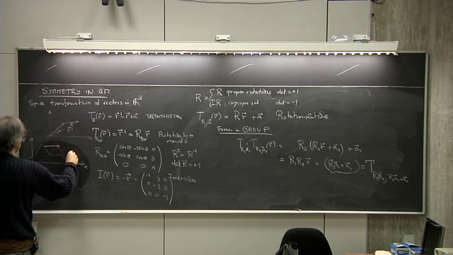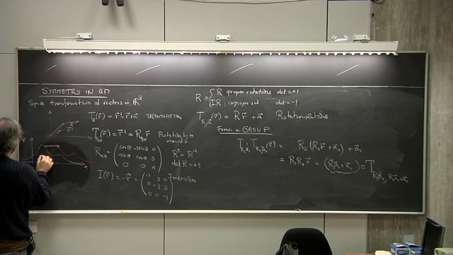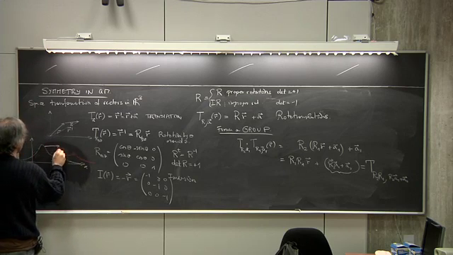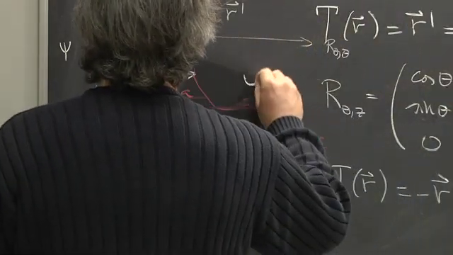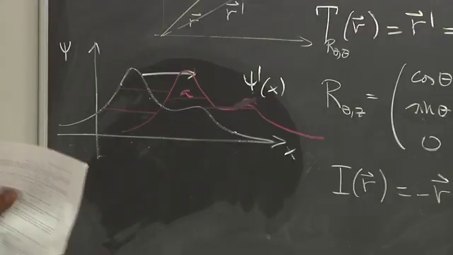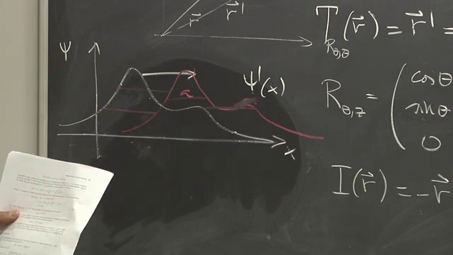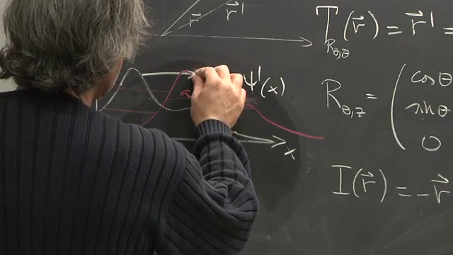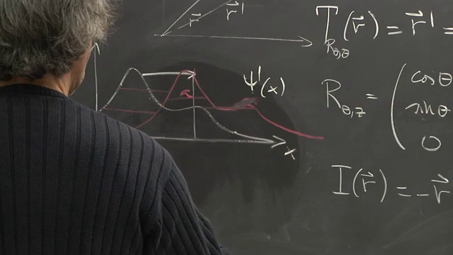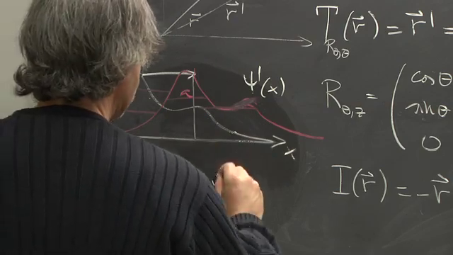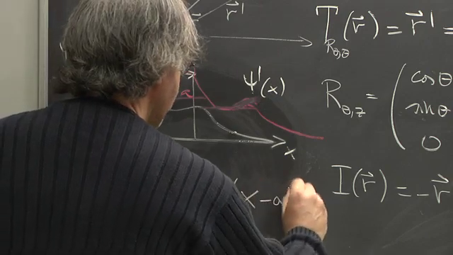Well, it's not perfect, but you understand. So every point is translated by a. What function is this? This is a new function, right? This is a function psi prime of x. Can you tell me what function it is? At any given position, psi prime of x at any given x has the same value as psi at x minus a. It's important.